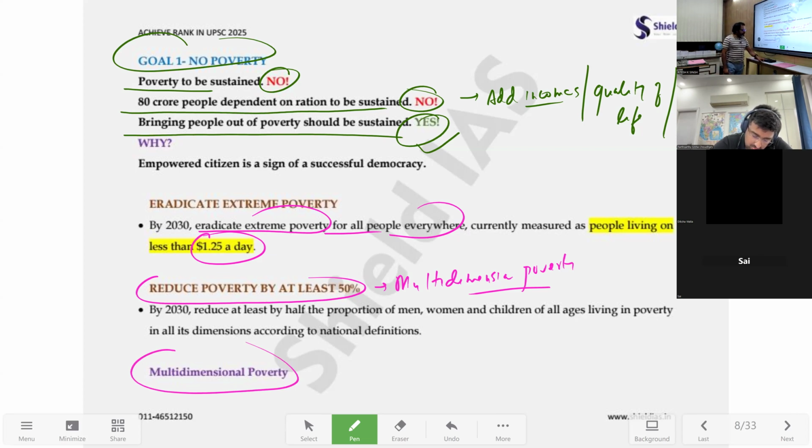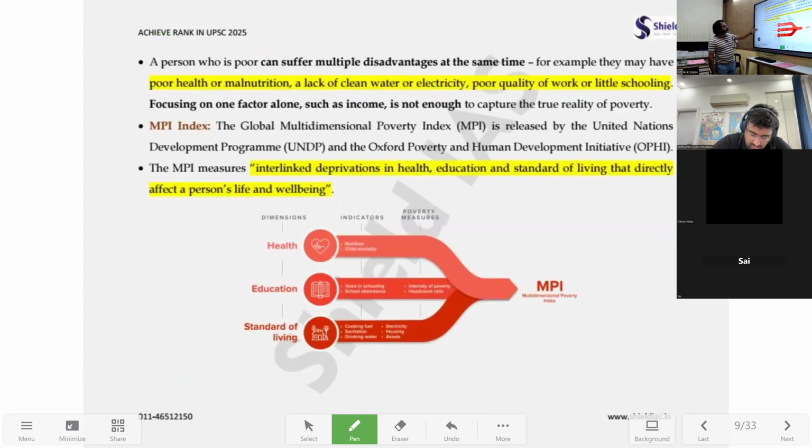So what is the meaning of MPI or multi-dimensional poverty? A person who is poor can suffer multiple disadvantages at the same time. For example, they may have poor health, lack of clean water, poor quality of work, or little schooling. Therefore, focusing on just one factor such as income is not enough to capture the true reality of poverty. So income alone is not the requirement. Basic minimum existence can be there on the basis of UBI, cash transfers, and other direct benefit transfers being added. But here, human development is also required rather than just reducing income poverty, because there is education poverty and health poverty.